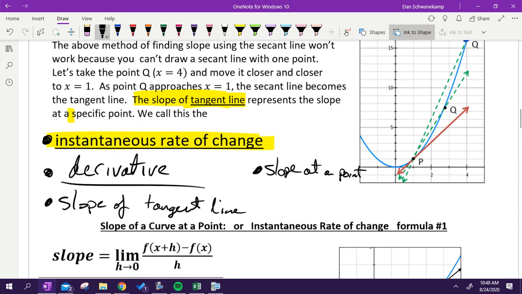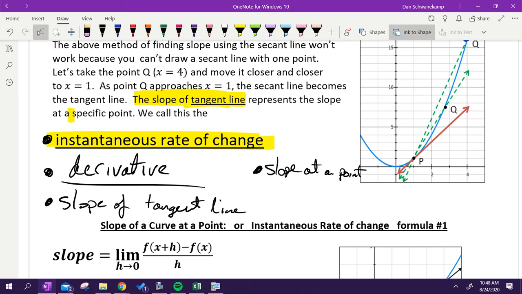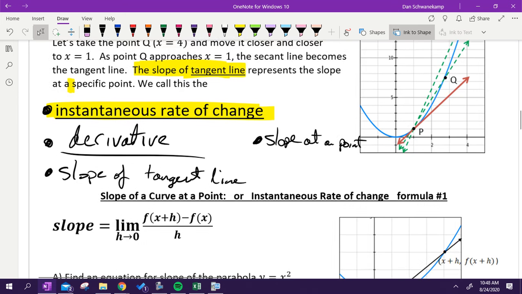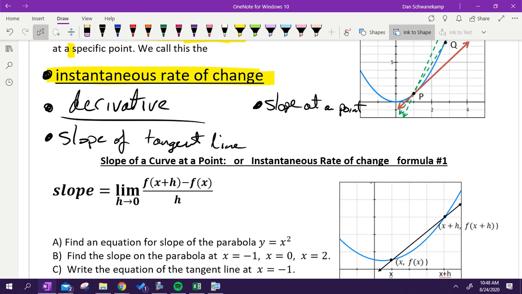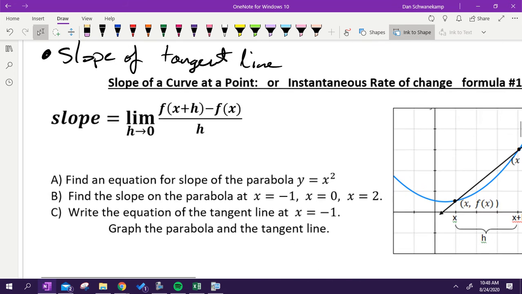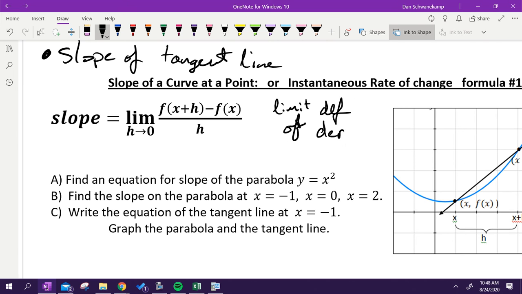Everybody okay with that phrasing? Instantaneous rate of change, slope at a point, slope of a tangent line, derivative. All of those things mean the same. To do that, we are using this thing right here. This is called the limit definition of a derivative. The limit definition of a derivative.